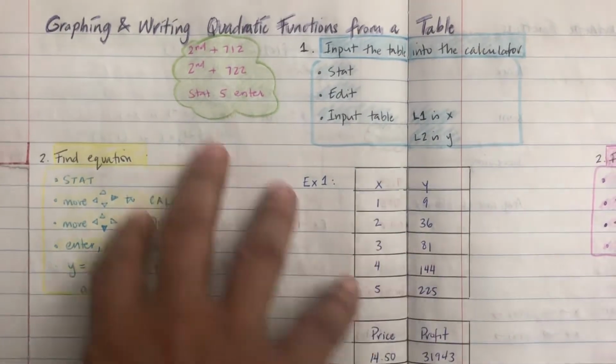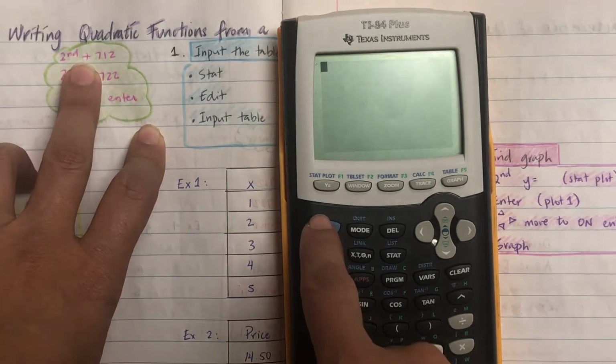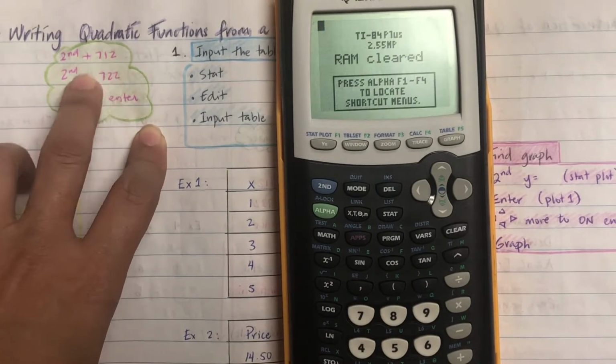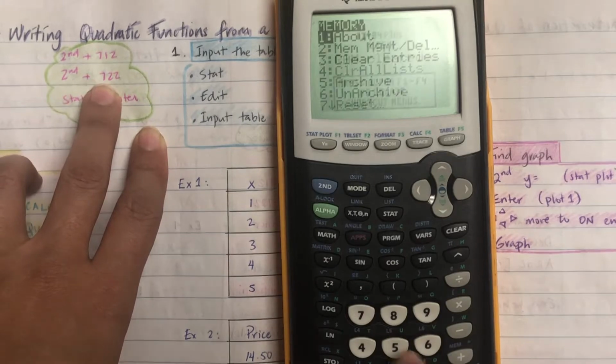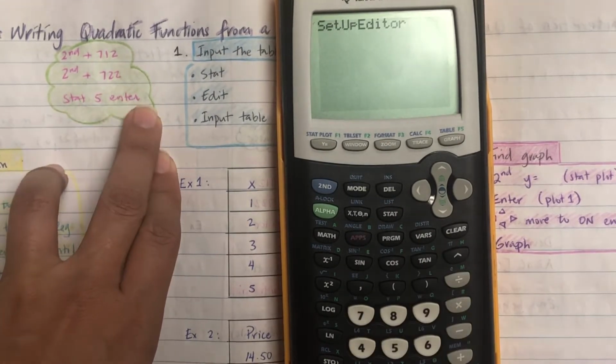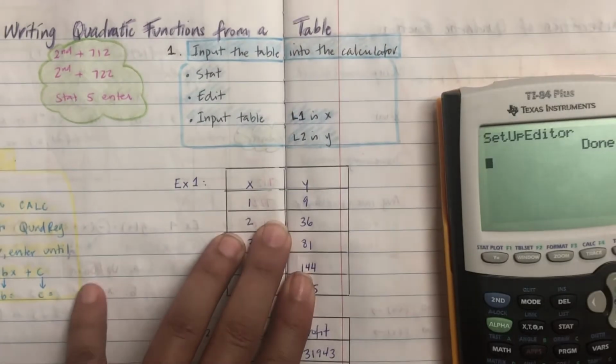Alright, so once again, anytime you're doing anything with a calculator, you always have to clear it. So let's go ahead and get in the habit of doing that. Then you're going to hit the word second, then plus, then 712. Then second, plus 722. Then stat 5, enter. Alright, so now your calculator is good to go, which means you'll get the right answers.